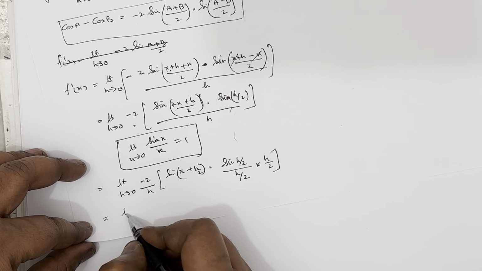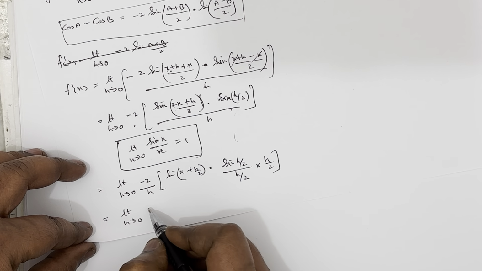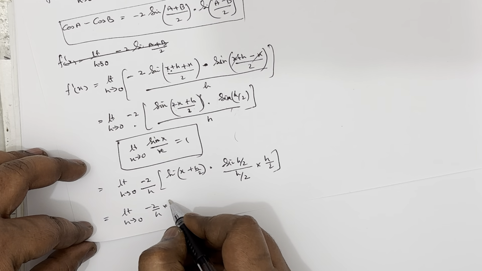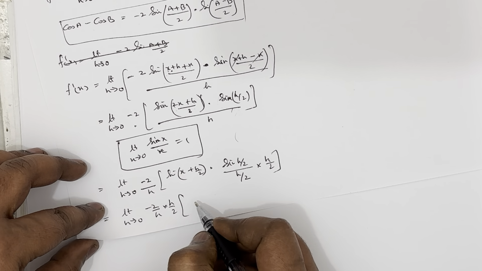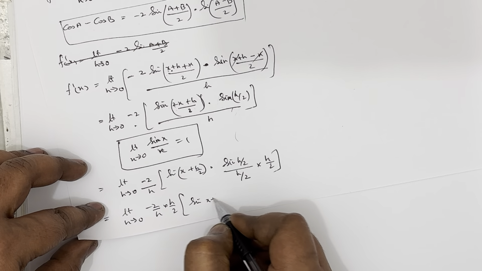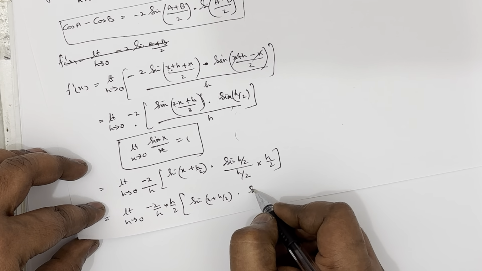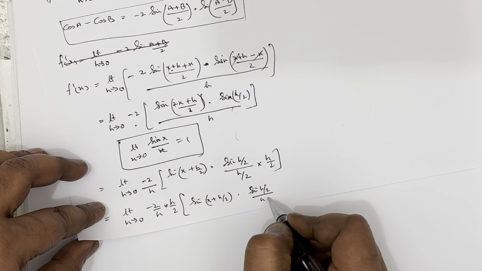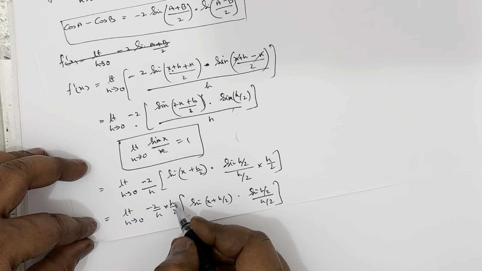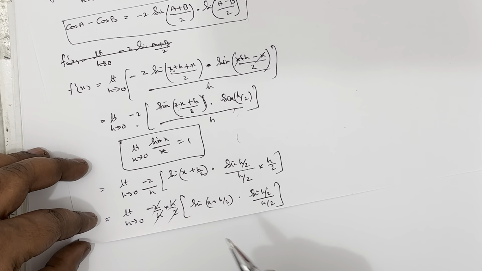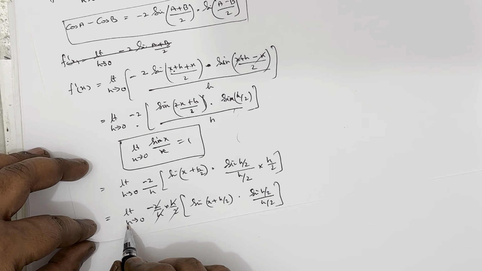Now limit h tends to 0, minus 2 by h, and let us bring this h by 2 also out. So it becomes h by 2 sine x plus h by 2. Now this becomes sine h by 2 upon h by 2. Now this h and h cancel, this 2 and 2 cancel, only the negative sign is left. Now let's take the limit inside.